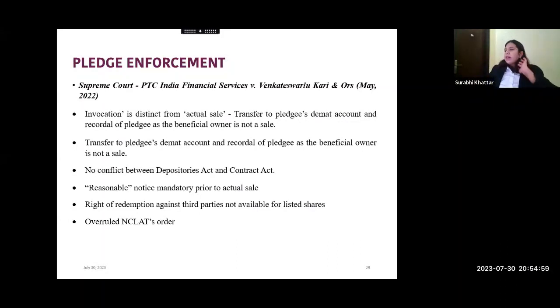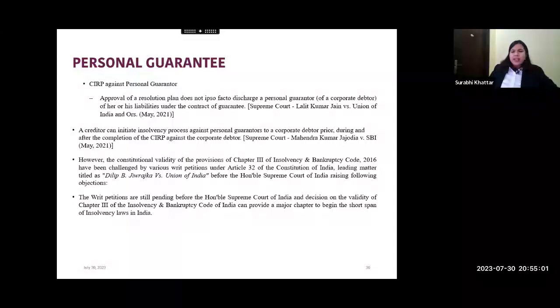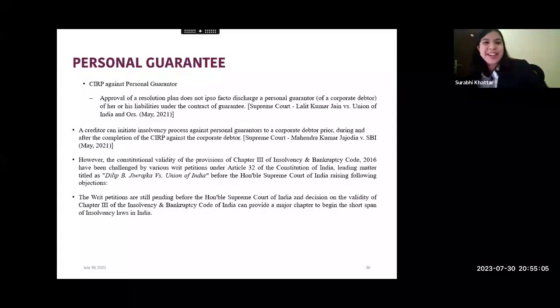Then coming to the issue of personal guarantee, this we'll cover only in brief because I believe I'm already reaching my timeline. So the provisions with respect to corporate insolvency of corporate debtors and guarantors were enforced in 2016 only. However, for personal guarantors, they were enforced in 2019.